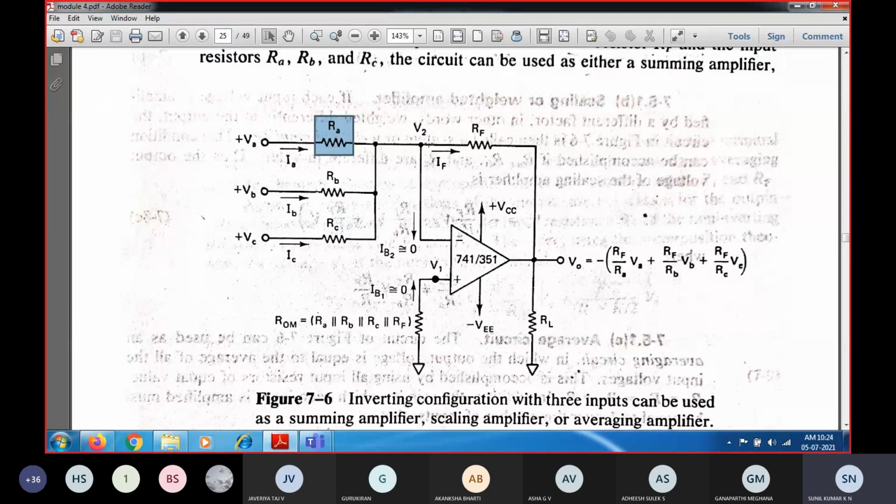So RA is the resistance, and with the voltage source VA, through the resistance RA the current flowing is IA, and IB is the current.